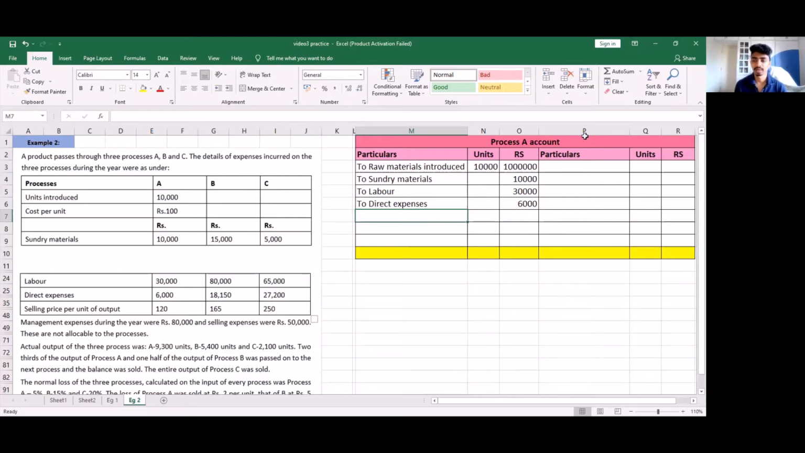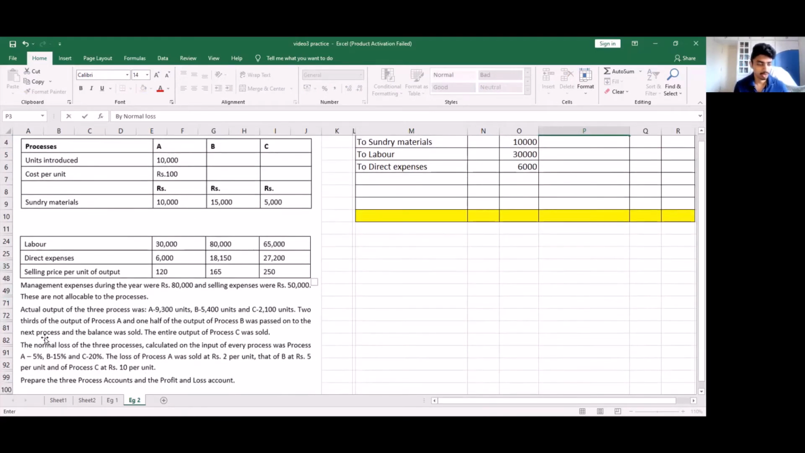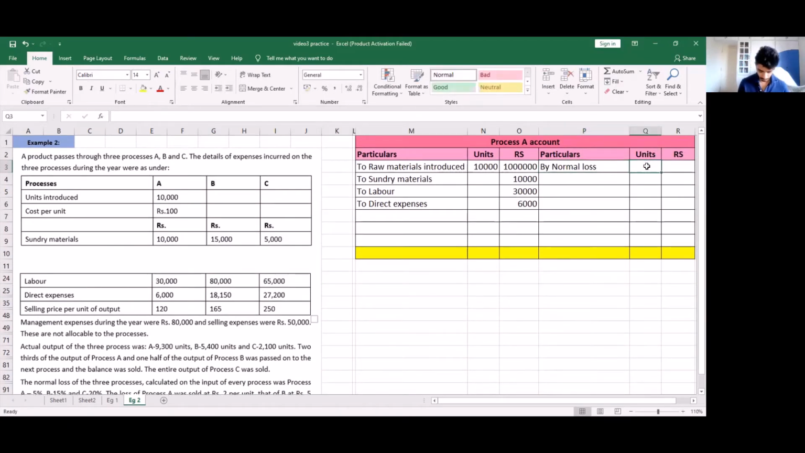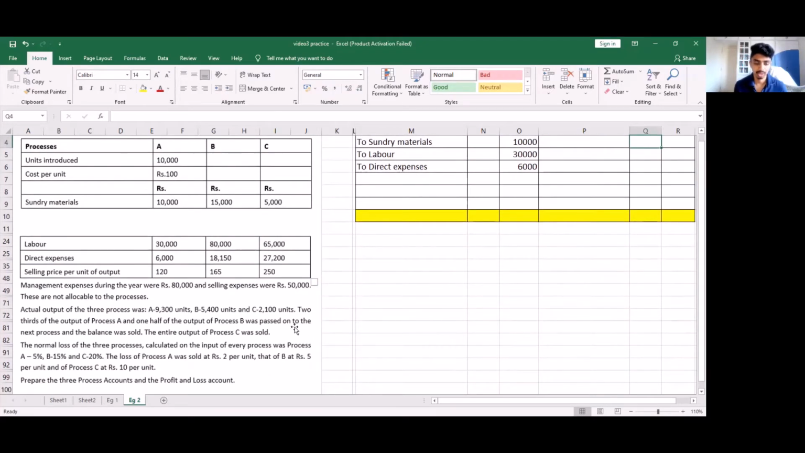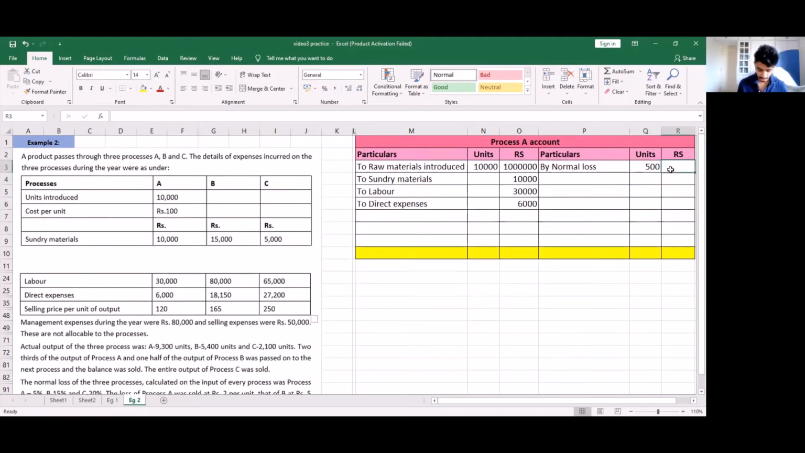Now let's go on to find our normal loss. So normal loss for process A is given as 5% of input. This is going to be 5% of 10,000, which is 500. The question also says that the loss of process A will be sold at rupees 2 per unit. So this is going to be 500 into 2. 1,000 is our normal loss realization.